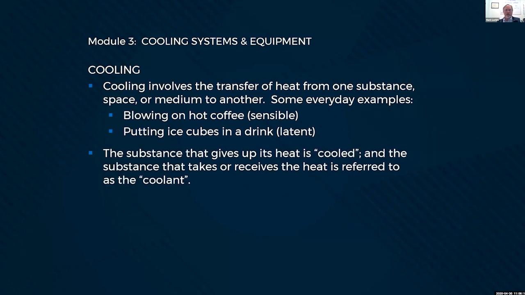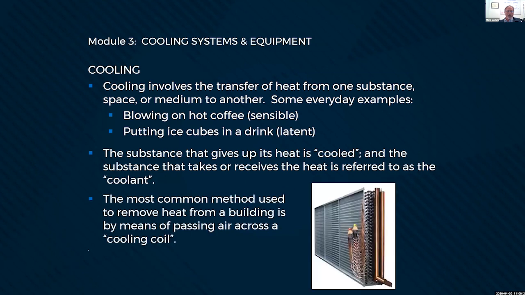The substance that gives up its heat is considered to be cooled. The substance that takes that heat and removes it is the coolant. The most common method we use to remove heat from a building is to pass air across a cooling coil. That can be a chilled water coil or a refrigerant coil like the one in the picture.